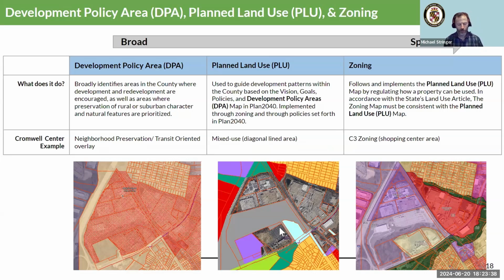Another way to look at this idea is to look at some specific properties. So these 3 images show the area around the Cromwell Light Rail Station in Glen Burnie. Again, from broad to specific, from development policy area to zoning on the right. The development policy area has that tan color for neighborhood preservation, and it's got this red crosshatch over it that indicates transit-oriented overlay. These are areas that are near our existing transit stations where we want to try to promote more mix of uses so that people can live and work closer to these transit stations to capitalize on that infrastructure. Planned land use is the mix of industrial and commercial and residential uses around the station.